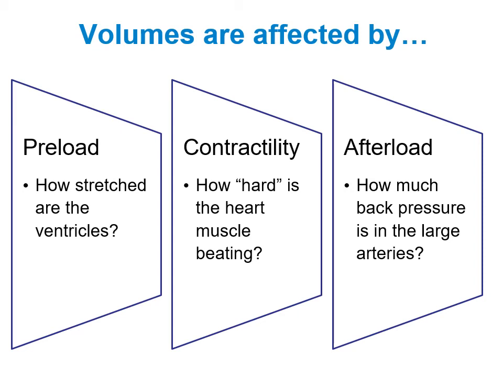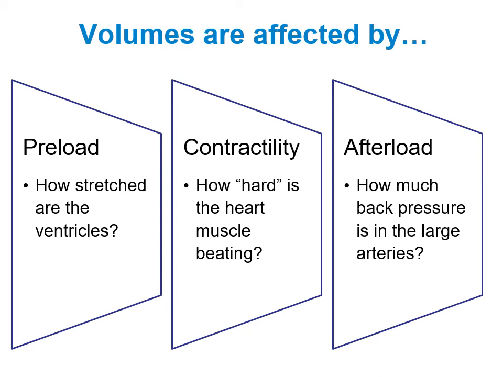Again, extra blood from exercise stretches the right atrium and right ventricle. That is a trigger for the right ventricle to squeeze harder to push the extra blood out. The stretch is called preload. The force of contraction is contractility, and this story is the Frank-Starling law of the heart.